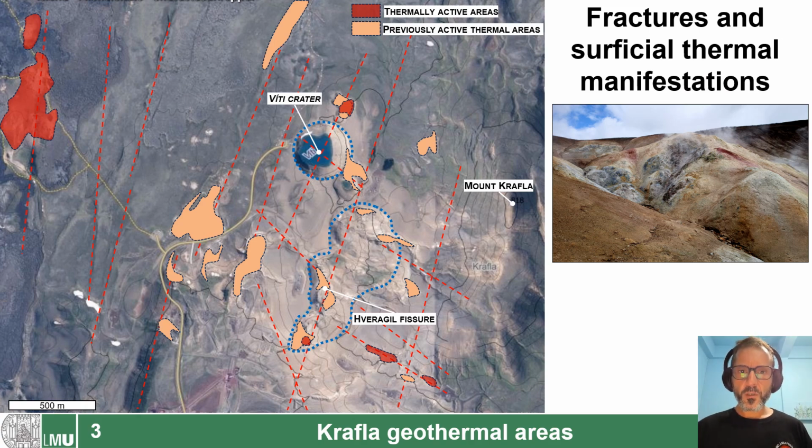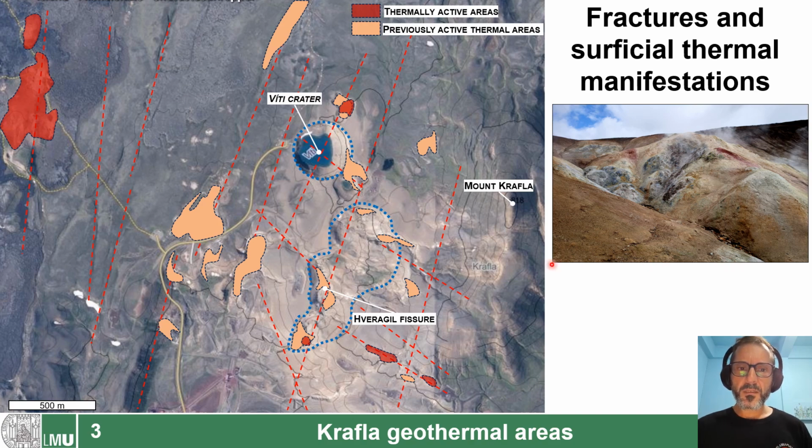This slide shows a map of the fracture system, primarily oriented in the north-northeast to south-southwest and west-northwest to east-southeast directions. These fractures are associated with areas of ongoing or past thermal activity, where we also find a series of thermal features. Some of these thermal areas developed several decades ago, including those that were active during the Krafla Fires eruption between 1975 and 1984.